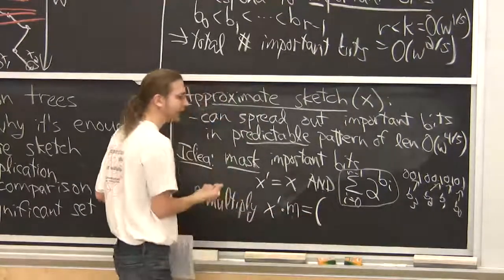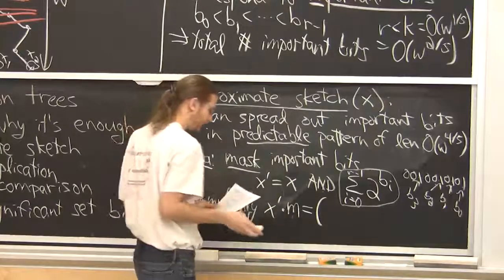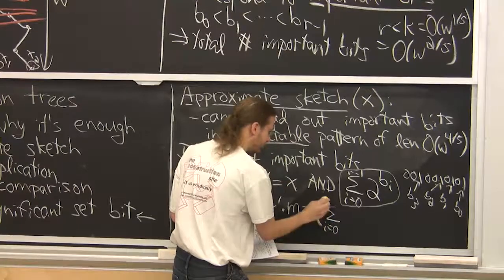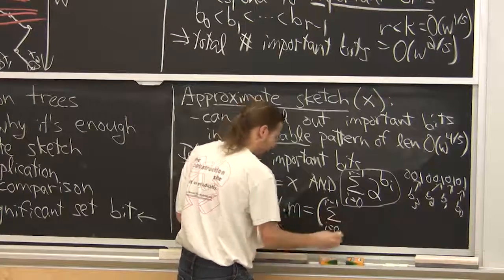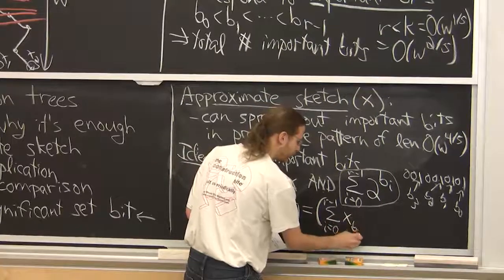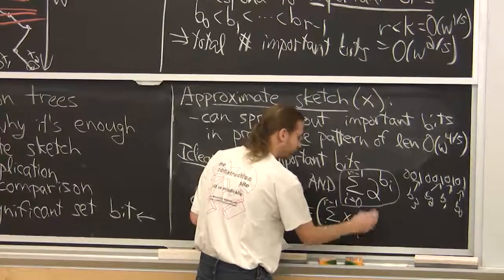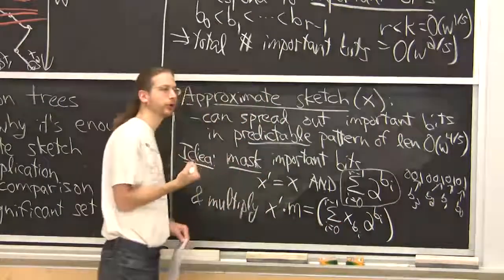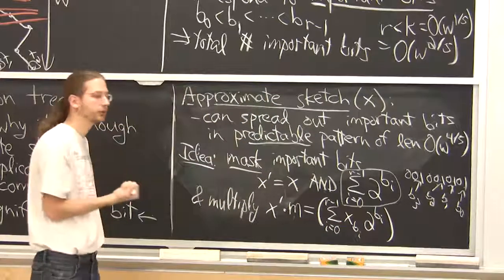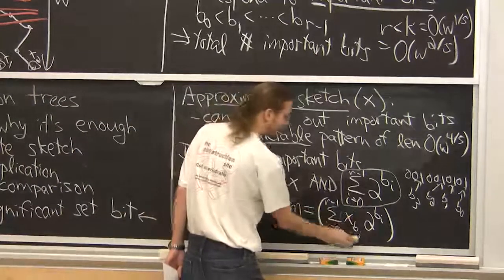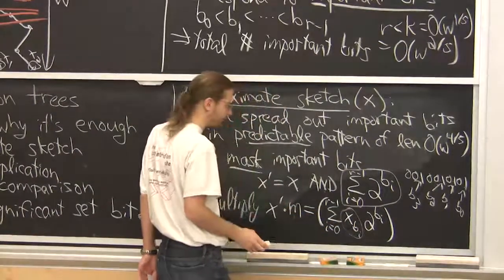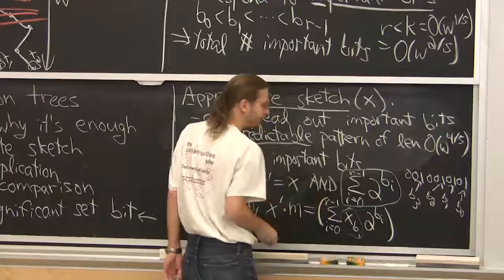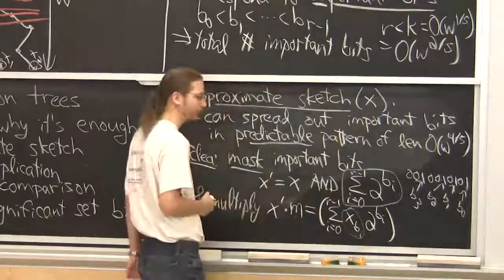Now, x prime only has the important bits. So we can write that as a sum i equals 0 to r minus 1 of x_bi times 2 to the bi. So I'm introducing some notation here. x_bi is that important bit bi, 1 or 0? This is just a dereference of the bit string. And so you multiply that by that position, 2 to the bi. This is the binary notation definition, right?